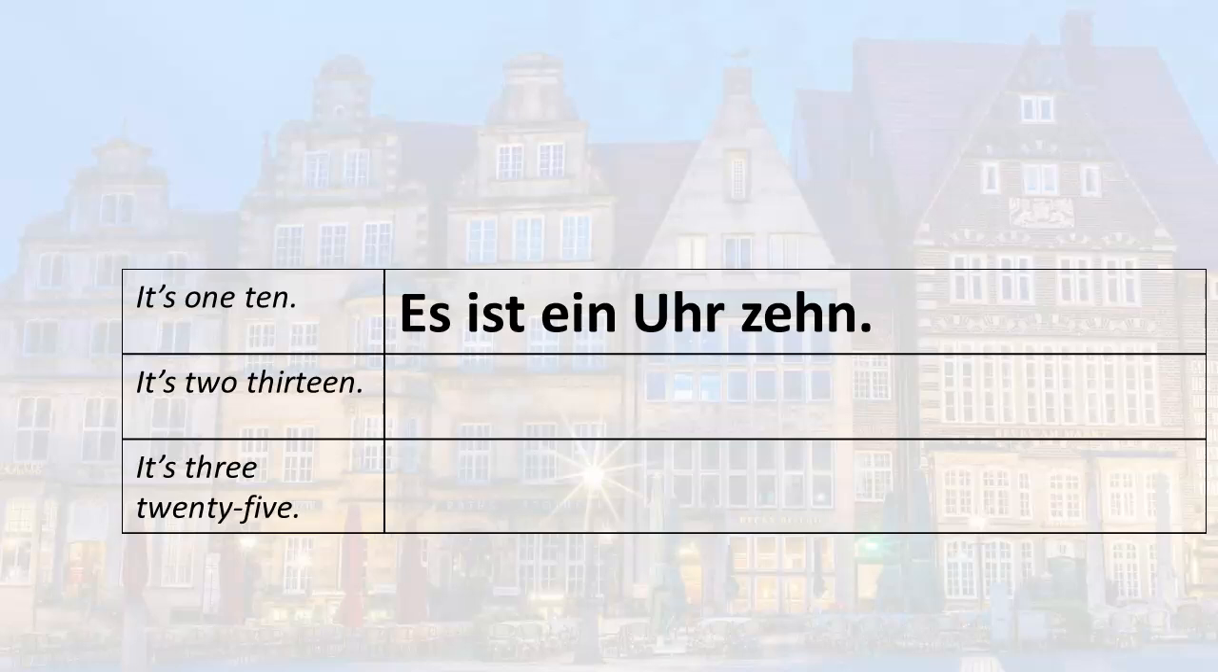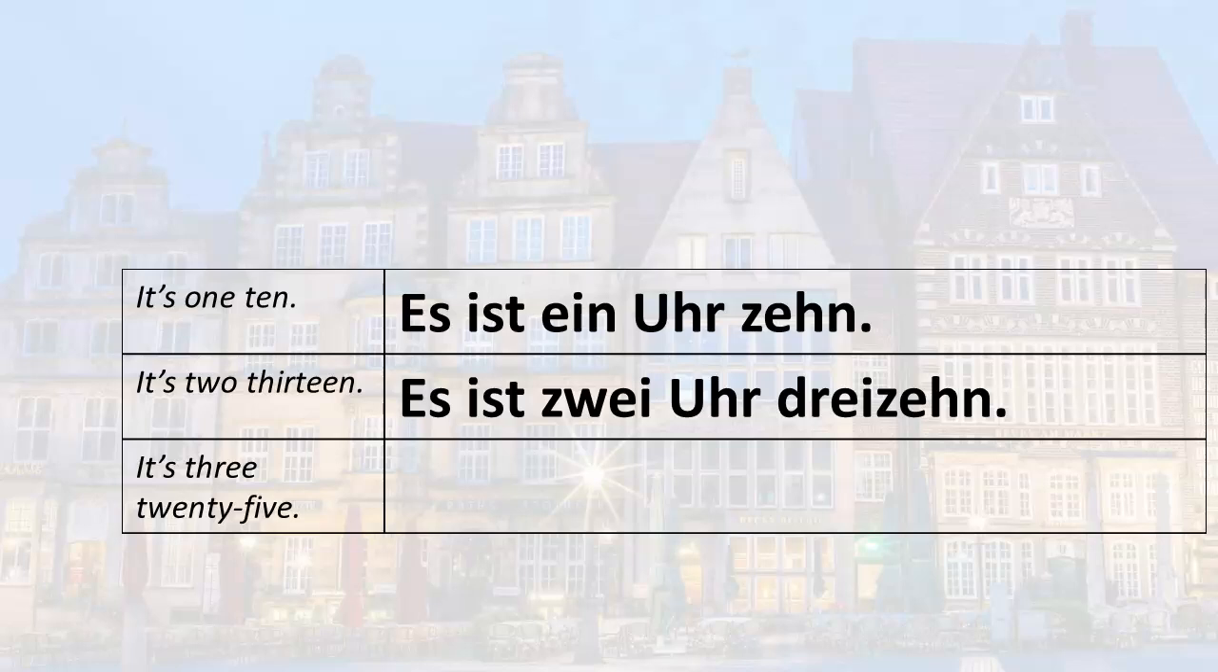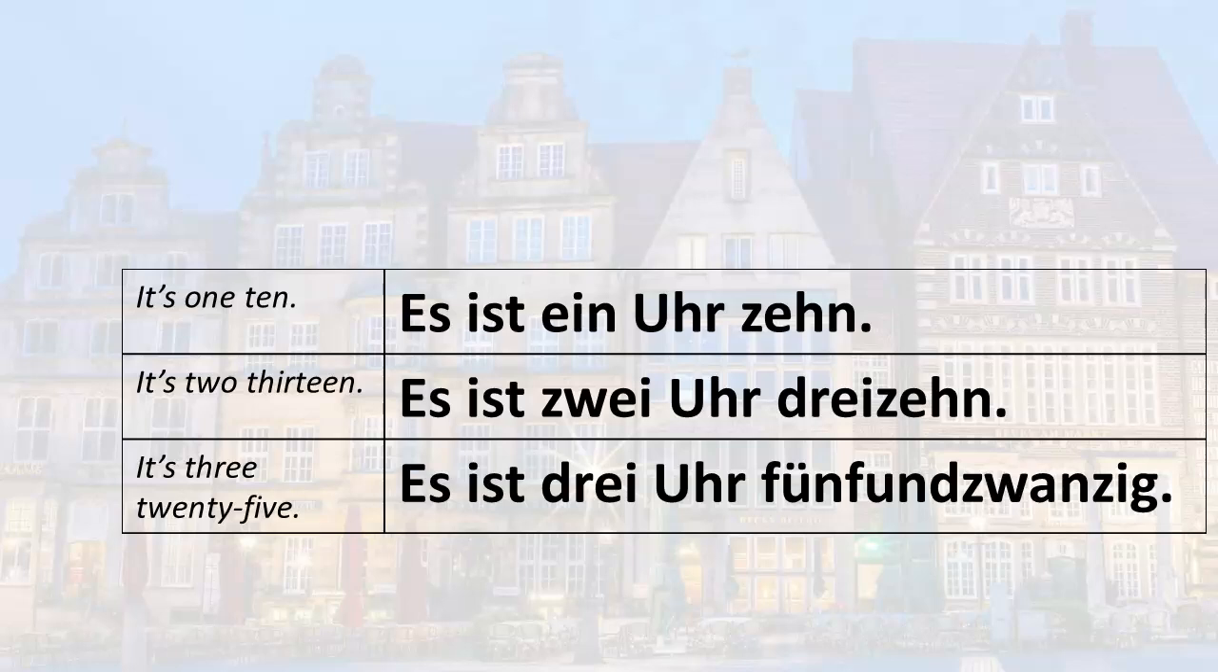It's 2:13. Es ist 2 Uhr 13. It's 3:25. Es ist 3 Uhr 25. Just a reminder here, if you don't know your basic numbers in German, I do have a playlist, so just look under the playlist for numbers from 1 to 100. You can also find them under the shorts videos as well.